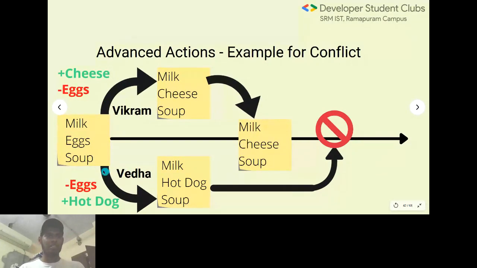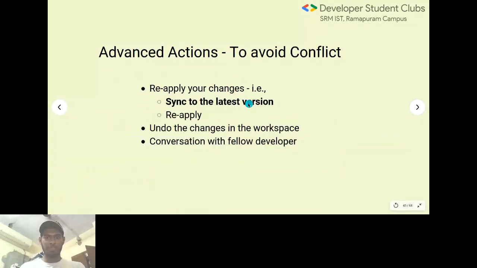After this, Veda is also changing this file. He removed the egg and added the hot dog, and he does a commit after Vikram does. It won't go through. It would bring up a conflict error. It shows up as already Vikram uploaded this, because both the developers are changing the same line of the code, so it would bring the conflict.